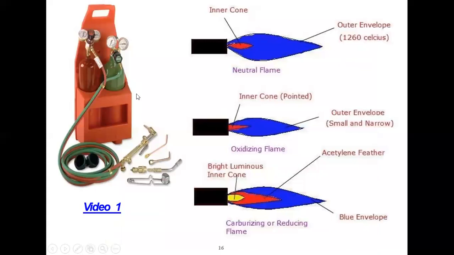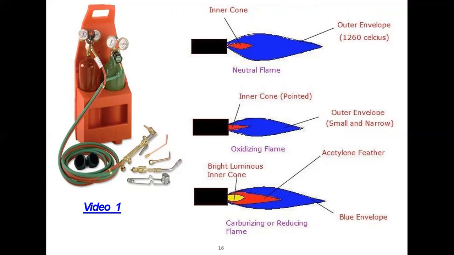Next, after this video, I'm going to discuss in detail this oxyacetylene gas welding. That is, we have to use two types of gases. One is oxygen, and another is acetylene. Here we can see a picture of two cylinders. Actually, we can see two different colors, but this is not the actual picture of an oxyacetylene gas welding.